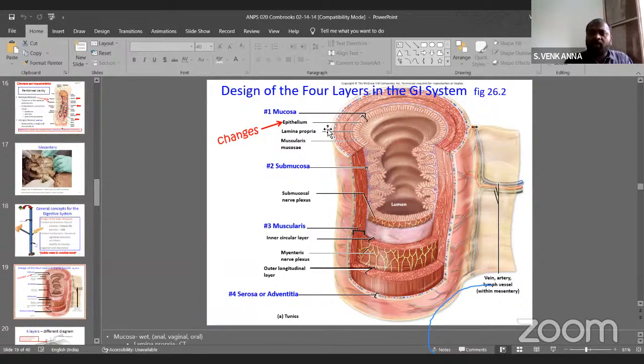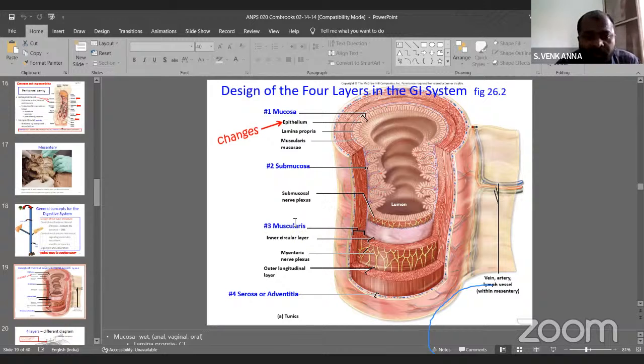The mucosa has four layers: the epithelium cells, the lamina propria, the muscularis and mucosa. Then the next one is the submucosa, shown in blue ink color. The submucosa supports the entire surface of this layer.